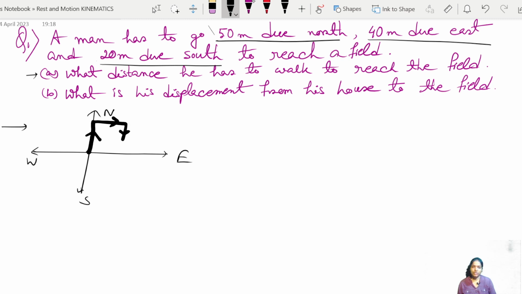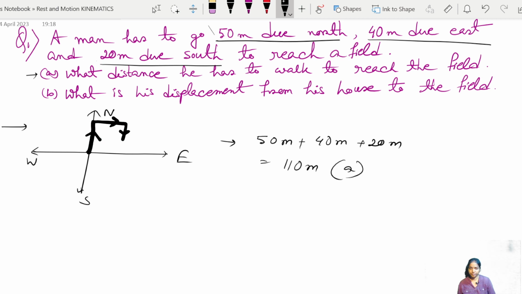Now what will be the total distance? We just have to sum up the total distance he travelled, 50 meter plus 40 meter plus 20 meter, it will be 110 meter. This is the answer for the first question. So come to the second question. What is his displacement from his house to the field?